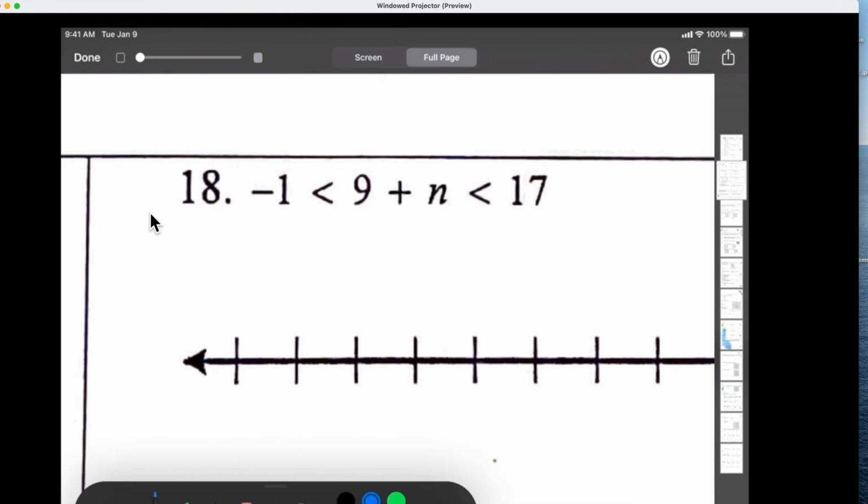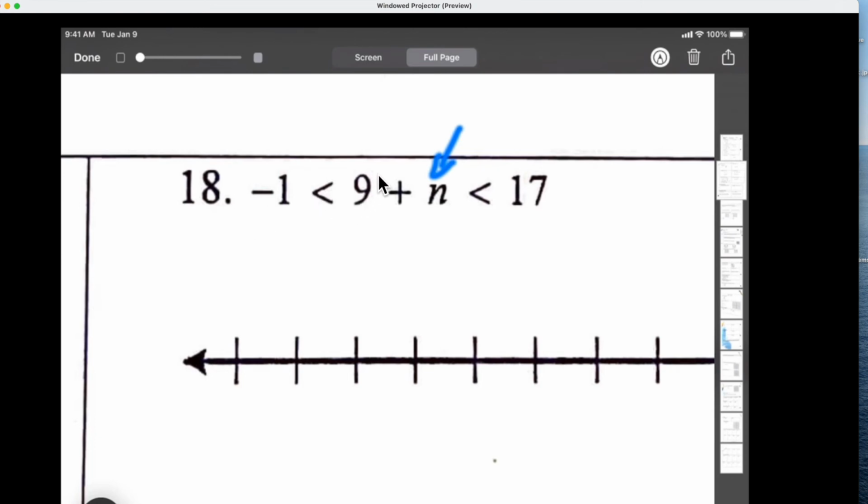We have to isolate n. N has a neighbor, that 9 right there. We could subtract 9 here, but then we have to do it everywhere.